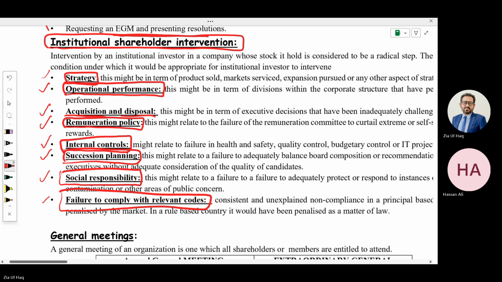So, institutional intervention means where institutional investors intervene in company affairs: in strategy making, in operation performance, in acquisition and disposal plan, in remuneration policy, in internal controls, in succession planning, in social responsibility, and in compliance with law, regulations and corporate governance. Because their investment has a dual purpose, not only generating return but also promotion of industry.